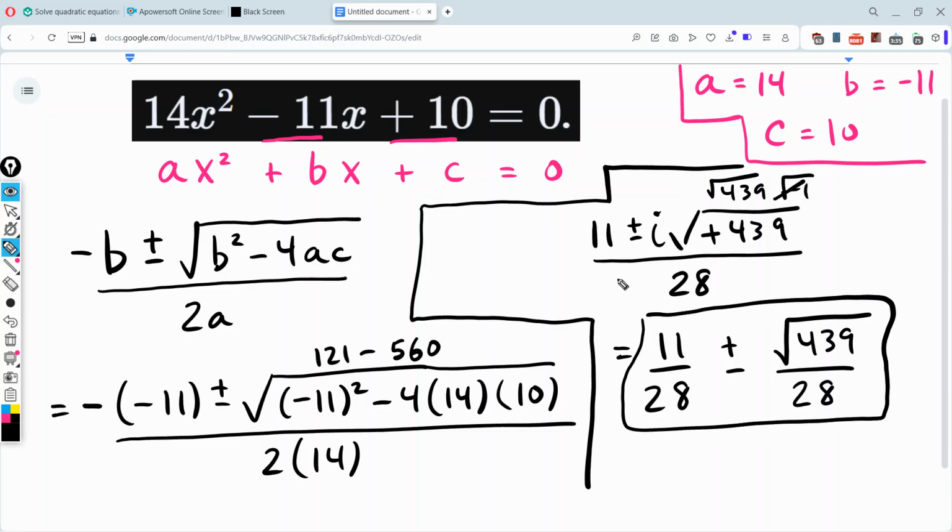All right, on that last step, since we had the plus or minus in the numerator, I put each one of those over the 28, and I forgot the I. Okay, in case you don't see where the I came from, I can just do it real quick down here.